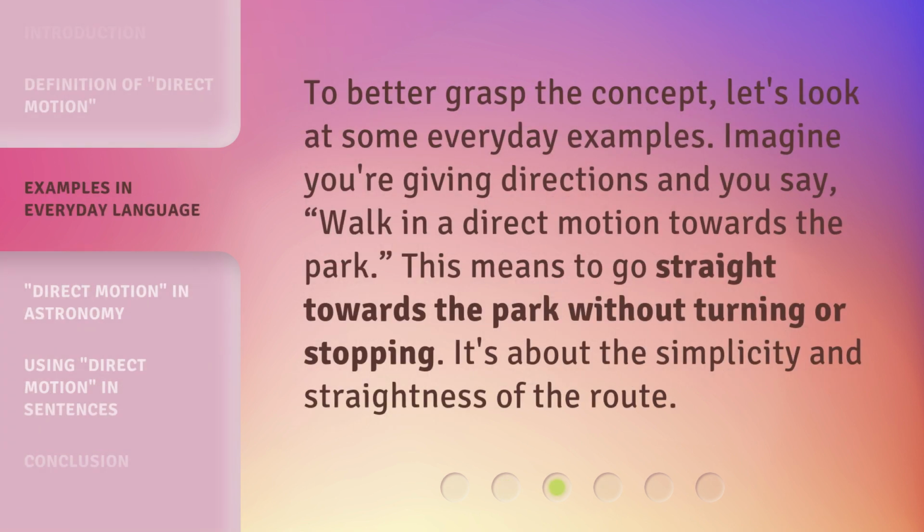To better grasp the concept, let's look at some everyday examples. Imagine you're giving directions and you say, "Walk in a direct motion towards the park." This means to go straight towards the park without turning or stopping. It's about the simplicity and straightness of the route.